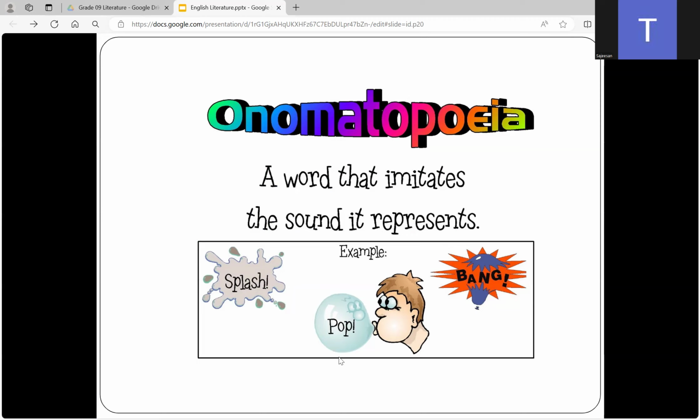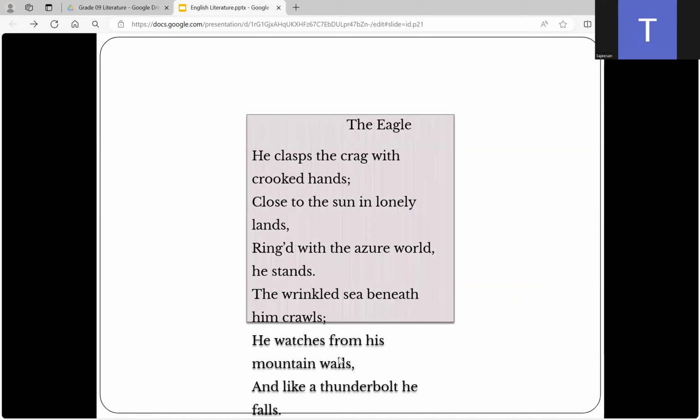I can give you some more examples from the poems that we are going to learn. Now we are reading the poem, The Eagle, right? Can you read the poem again? The Eagle. He clasps the crag with crooked hands. Close to the sun in lonely lands, ringed with the azure world he stands. The wrinkled sea beneath him crawls. He watches from his mountain walls, and like a thunderbolt he falls.